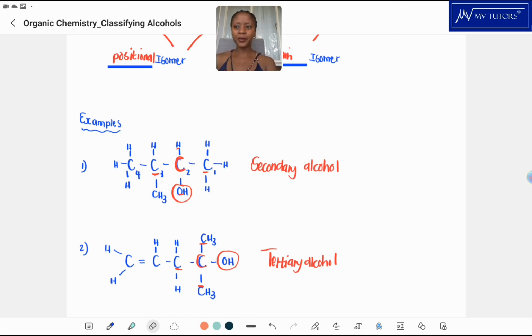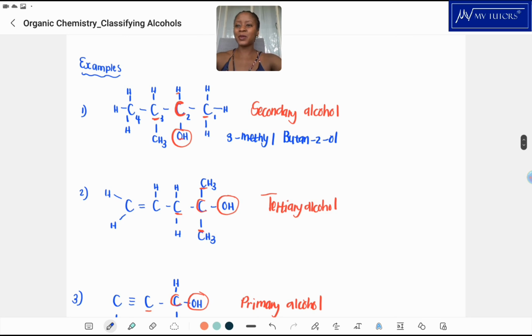So what do we have here for the first one? So we have a butanol, okay, butane 2-ol, all right. So I have butane 2-ol, okay, because the alcohol, the hydroxyl group, is on the second carbon. And then I also have a methyl group, but that's on the third carbon. So it's going to be 3-methylbutane 2-ol. Okay, cool. Let's go to the second one.